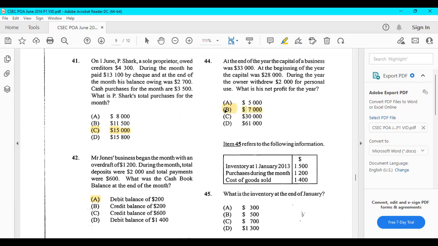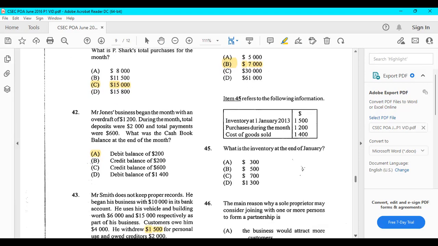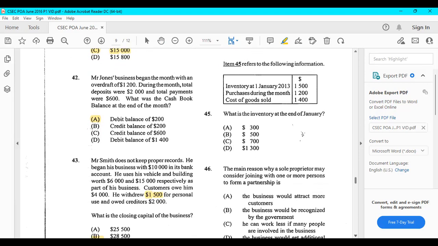And you can work it to see if the 28 plus the 7 minus the 2 gives back the 33. It should. And then the last question we'll look at in this video: what is the inventory at the end of January?